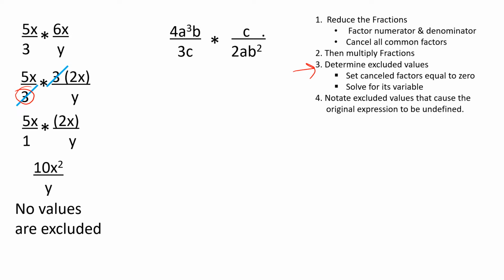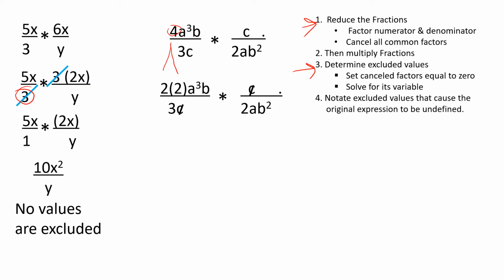Let's look at the next one. Same thing. We're going to first what? We're going to reduce the fraction by factoring and canceling common factors. So let's look at it. Notice that I made this 4 to be 2 times 2. I left everything the same. There's no reason to write a times a times a out. All right. But now we're going to cancel the common factors.